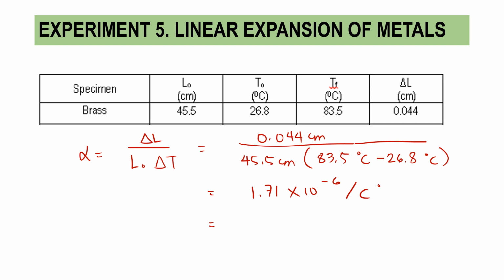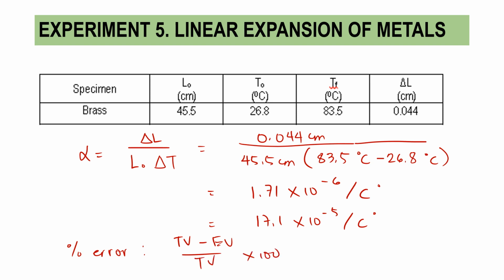Or this can also be written, by moving one decimal point to the right and changing the exponent, as 17.1 times 10 to the negative 5 per Celsius degree. So this is the value of the coefficient of linear expansion of brass. Let's compute for the percentage error. So we have to look at the constant value for the coefficient of linear expansion of brass, and then we have to use this equation: theoretical value minus the experimental value over the theoretical value multiplied by 100.